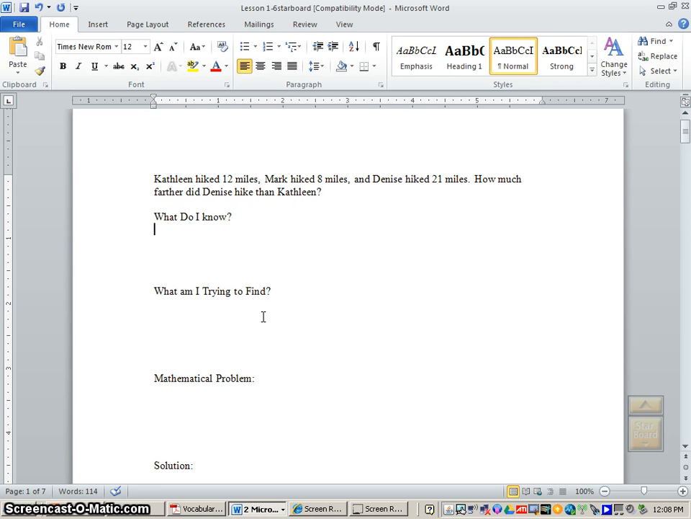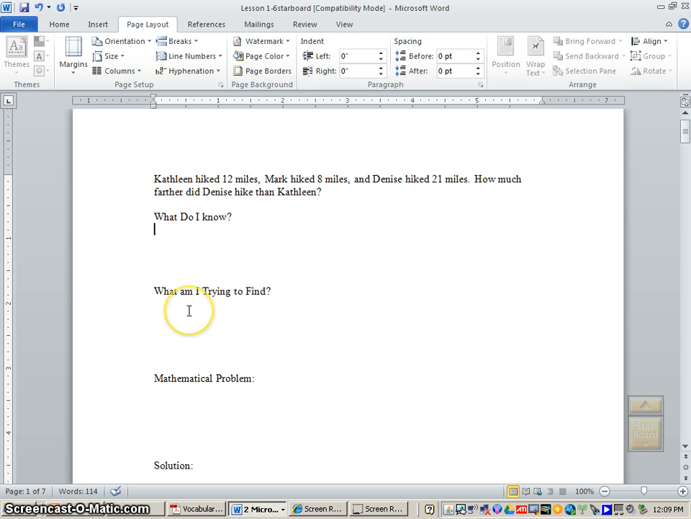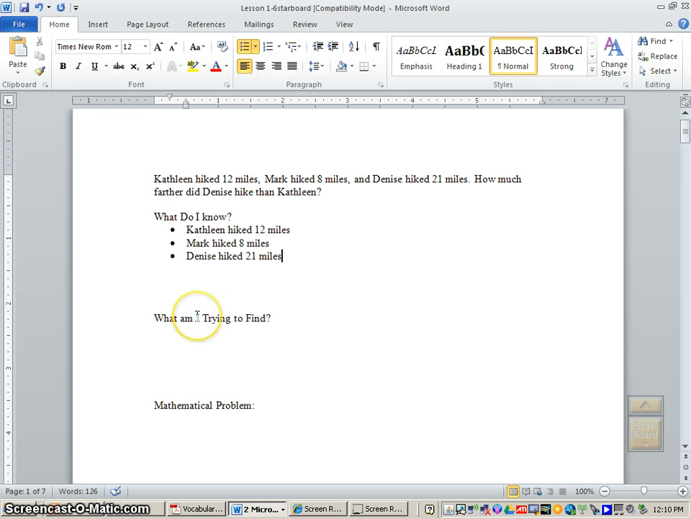Kathleen hiked 12 miles, Mark hiked 8 miles, and Denise hiked 21 miles. How much farther did Denise hike than Kathleen? So it's important to look at what I know, first of all, in this word problem without even focusing in on trying to find the answer or anything like that. So first of all, I look at all the different aspects of this word problem, whether I need the information or not. I'm going to type it into what do I know.